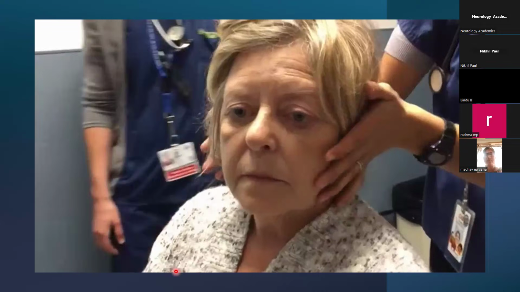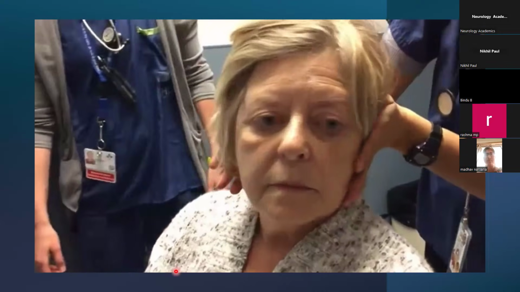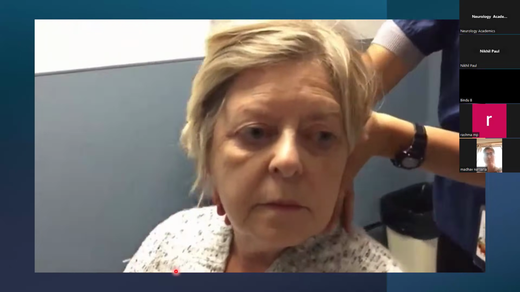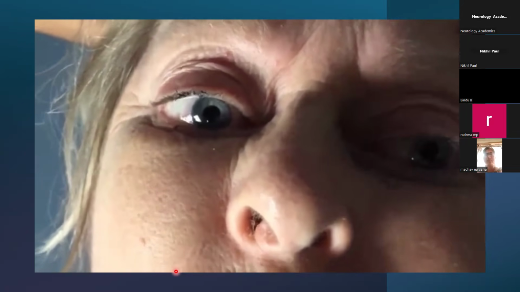So I'll just show an example. We're doing Dix-Hallpike in this lady. We're turning the head 45 degrees, then making the patient lie down. What we are expecting is a downbeating nystagmus after latency. So if you get a downbeating nystagmus, as is clearly seen here, it is suggestive of anterior canal BPPV.